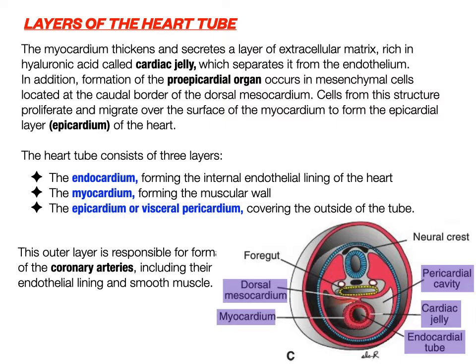Simultaneously, mesenchymal cells located in the mesocardium that attaches the cardiac tube to the dorsal wall form the proepicardial organ. These cells will proliferate and migrate to cover the myocardium and will become the third outermost layer that is called the epicardium, which is a kind of a bag that contains the heart. From this structure, the epicardium, the coronary arteries that nourish the heart will arise as the heart grows bigger.